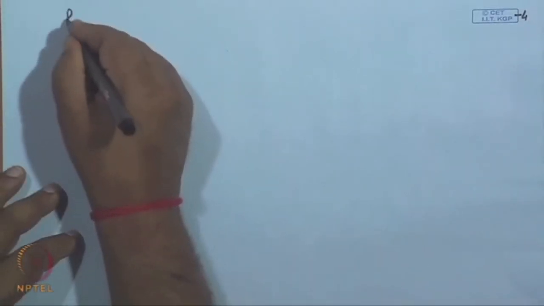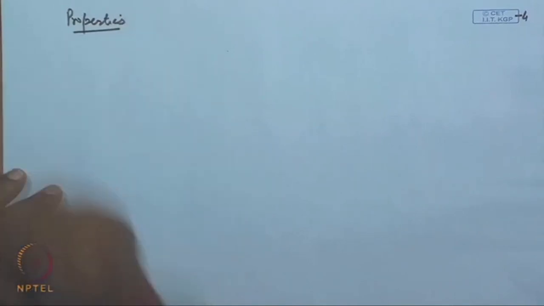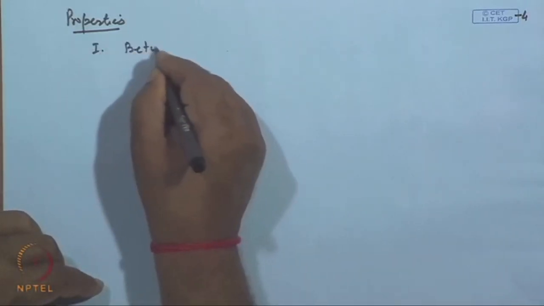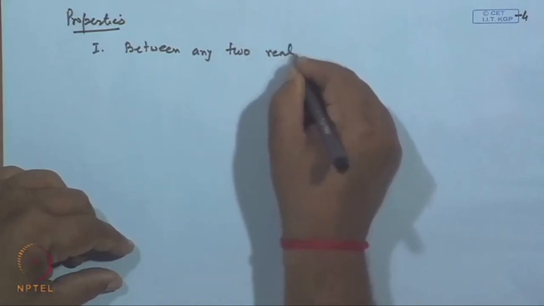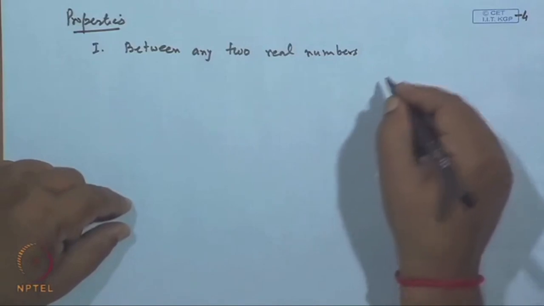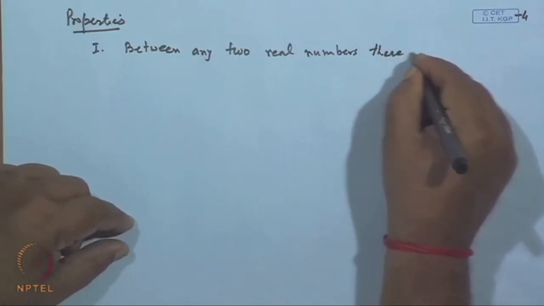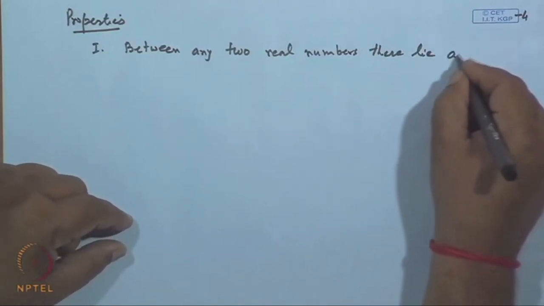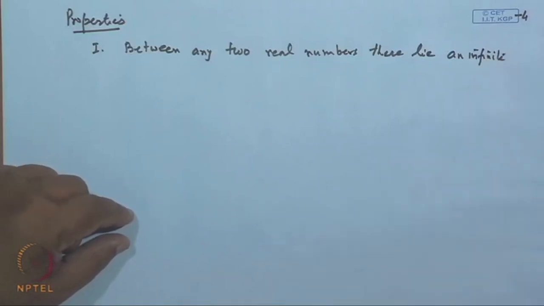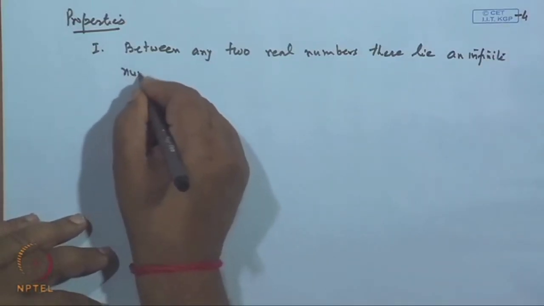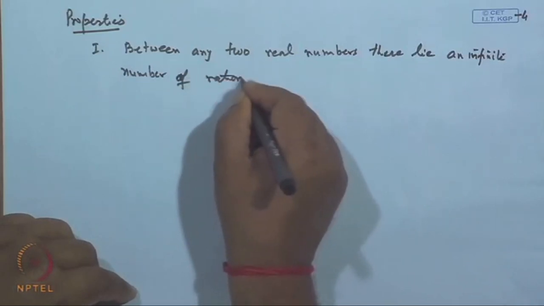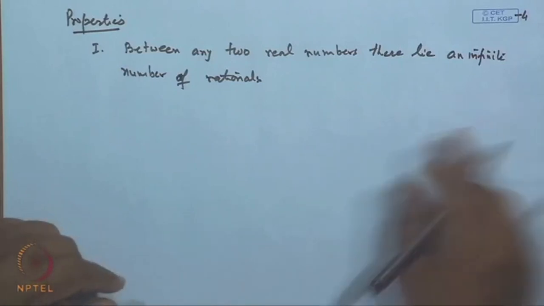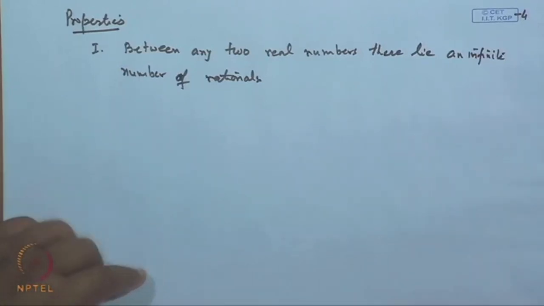Now there are certain properties. In fact, these properties are parallel to the property which we have proved in the case of Dedekind cuts. The property says that between any two real numbers, there lie an infinite number of rationals. Okay, between any two real numbers, infinitely many rational numbers lie.